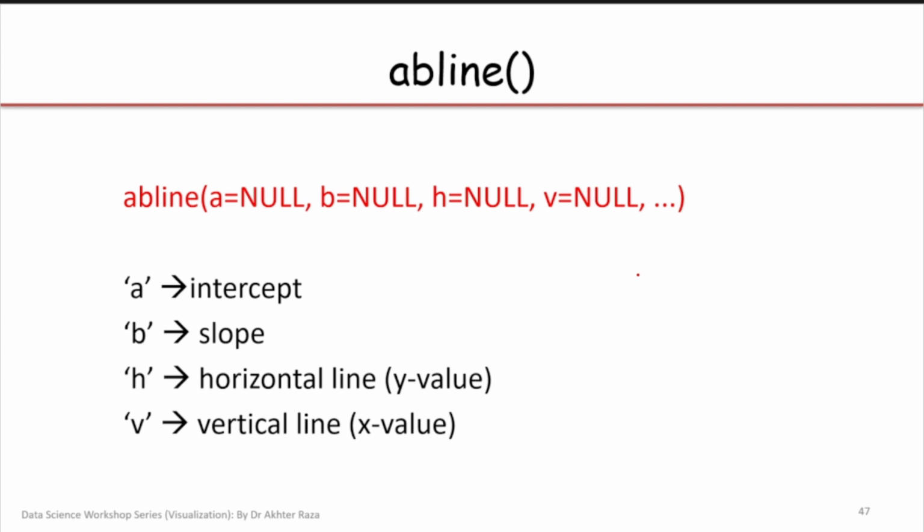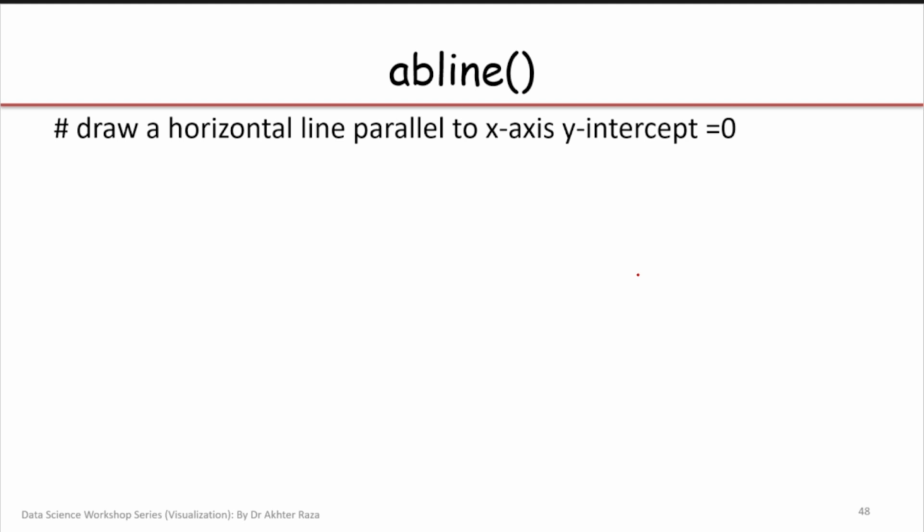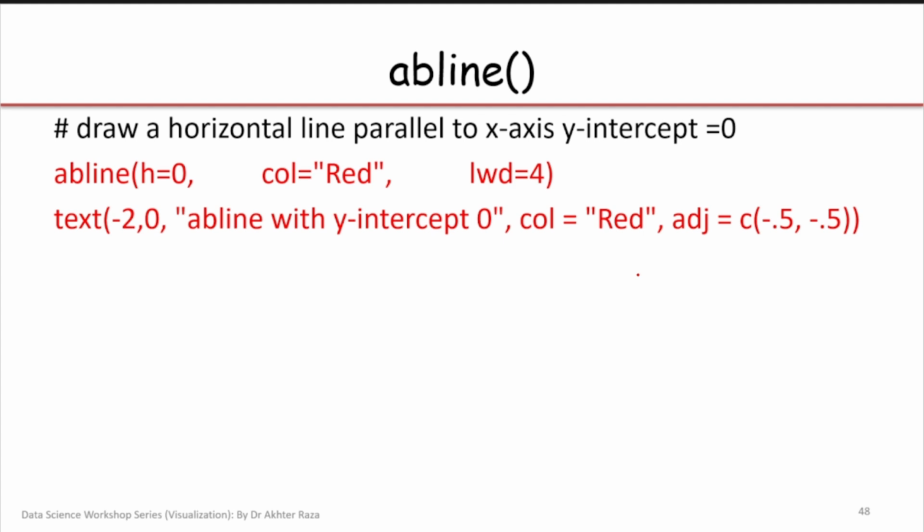If we want to draw a horizontal line parallel to the x-axis, it means the y-intercept is 0. So this command will do that. It draws a horizontal line along the x-axis where the y value is 0. So what command should we use? The command is this, and it identifies h equal to 0. H equal to 0 means a horizontal line, and the y value is 0. This is the value on the y-axis. Color is red, line width is 4. LWD means the line width.